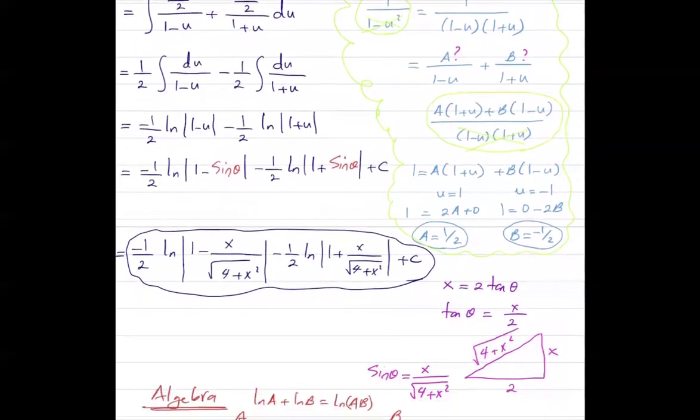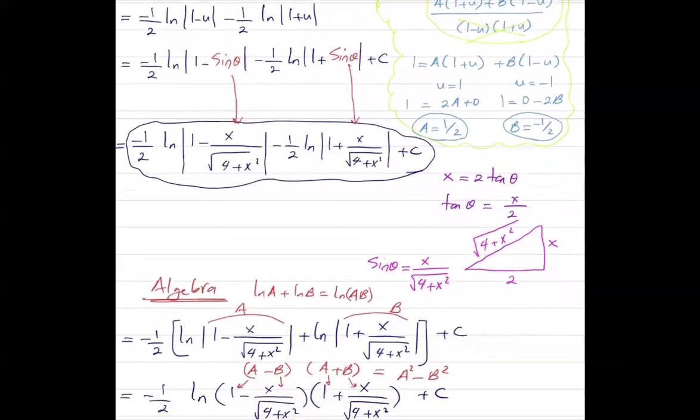Since x is 2 tangent theta, tangent theta is x divided by 2. By definition, it is sine over cosine. You have x and 2, so you get the hypotenuse, which is square root of 2 squared plus x squared. So sine theta is equal to x over hypotenuse, which is x over square root of 4 plus x squared. You substitute everything back for sine theta, and then you can leave your answer like this, or you can use the properties of ln and simplify further.